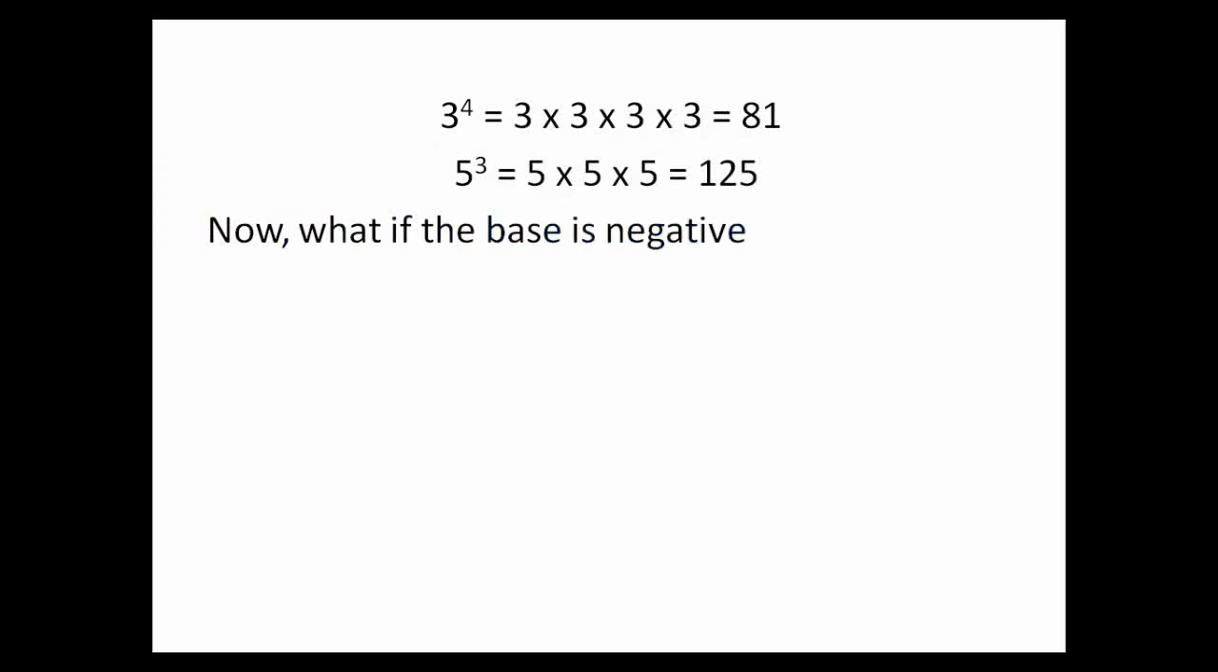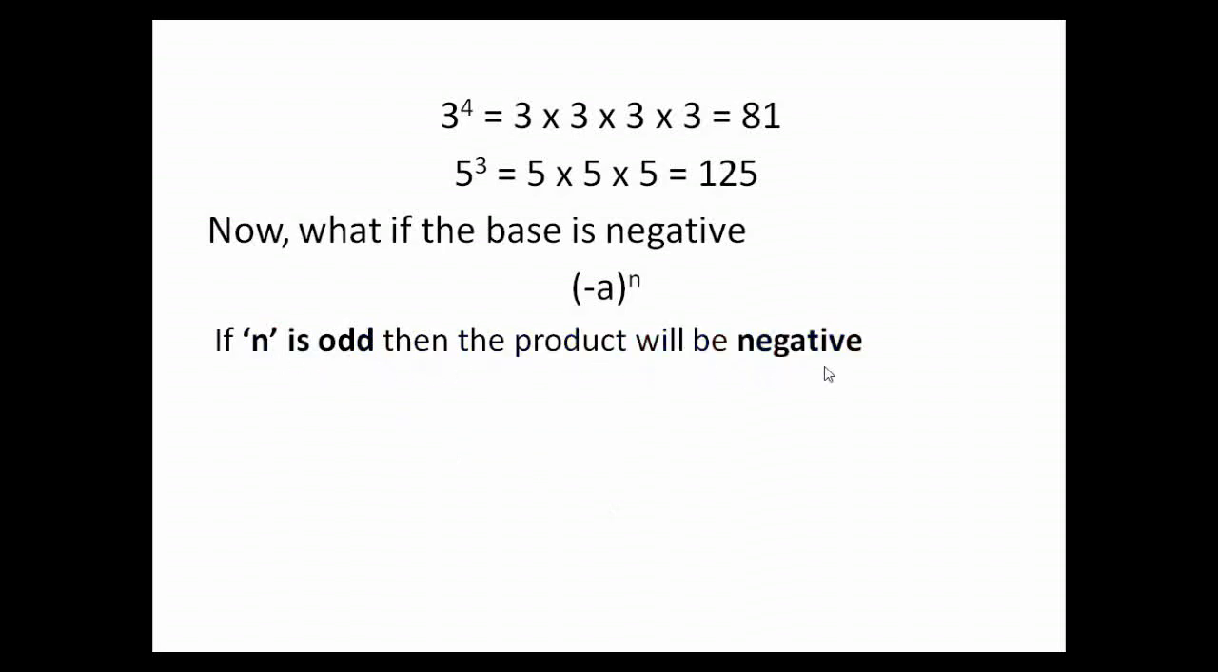Now what if the base is negative? Let's say negative a to the power n. Now this depends on the nature of the power, that is n. So if n is odd, then the product will be negative. Let's take an example. Negative 2 to the power 3. Now here we see the power, the exponent is 3, which is odd, and if n is odd, then the product will be negative. It means negative 2 times negative 2 times negative 2 will give us negative 8.